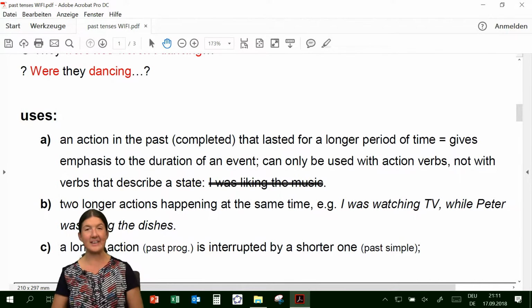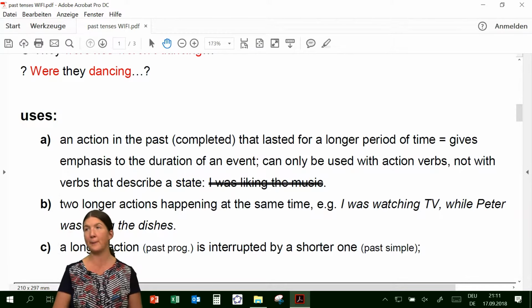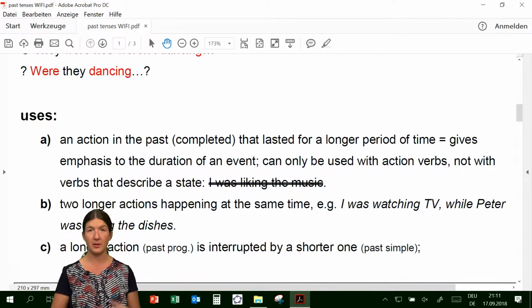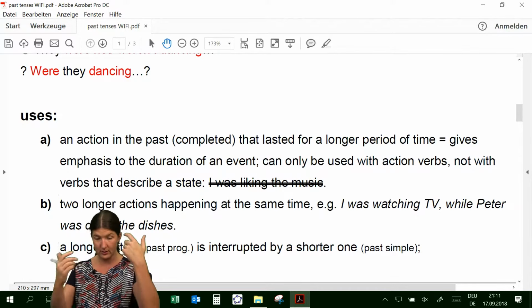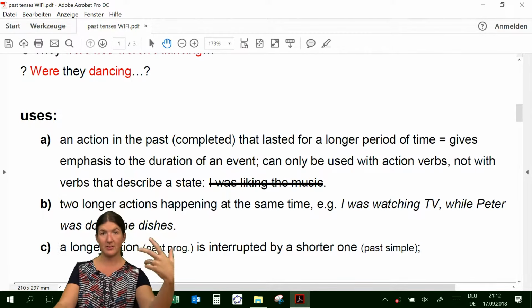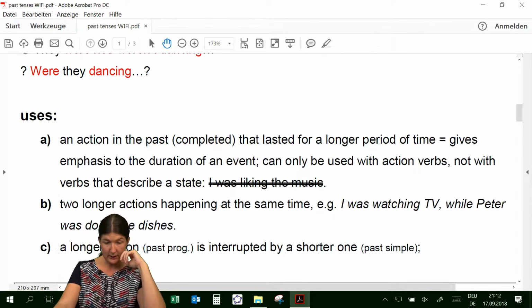The examples are kind of similar, so is the usage. You emphasize the duration of an event. That's what most progressive forms do. They emphasize that something took or was taken a little longer. You can only use it with action verbs, but that is kind of self-explanatory really, because action verbs, like the stuff that you actually do, that's the only thing that you can extend over a considerably longer period of time.